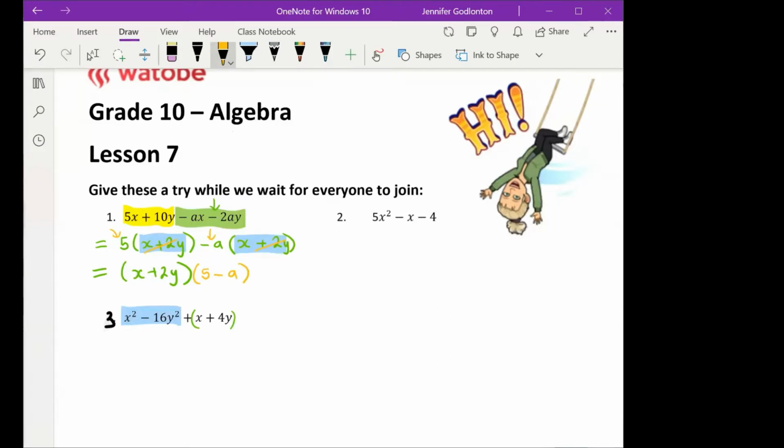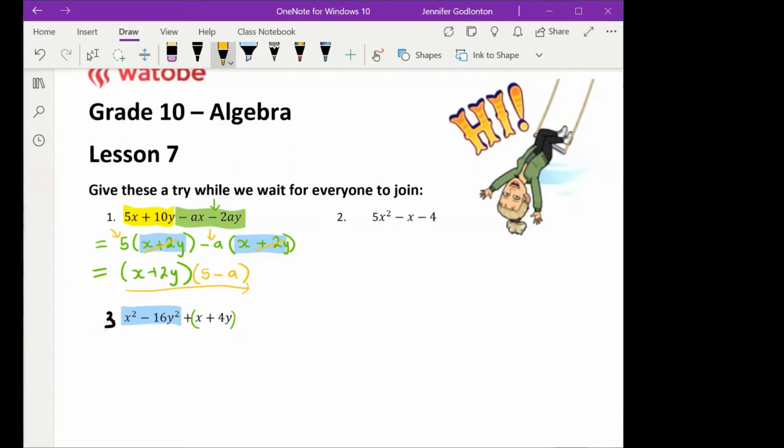Now, you could also have written this the other way around. So you could have said 5 minus a, and then in the second bracket, x plus 2y, and that's exactly the same answer. Okay. All right. Let me know in the chat if you got that one right. Or let me know how it went. 0 means it went terribly. 10 means it went great. 5 is somewhere in the middle.